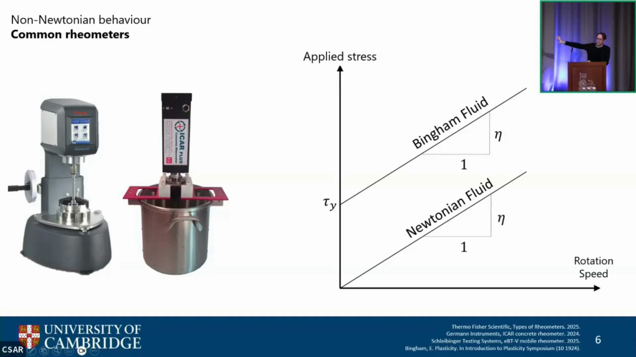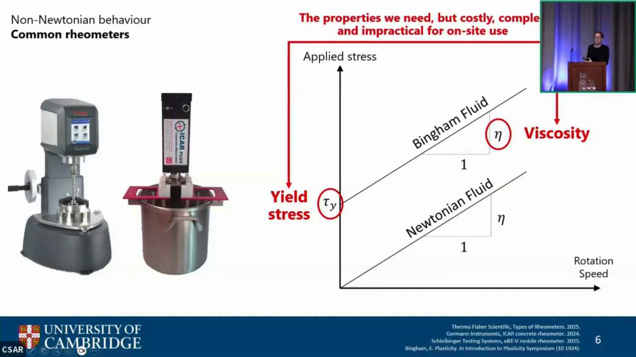And there are some mathematical models which relate the stress to the rotation speed, but I'm not going to go into the detail. What we're interested in is these two properties of yield stress and viscosity. These are the instruments we use to get those. Just to say that those are the properties we need if we're going to understand the concretes we're using. But these are really expensive. They cost about £30,000 each. They're very complex. You need a PhD to be able to operate them, and they are quite impractical for construction sites. So the question is, what do we actually do?